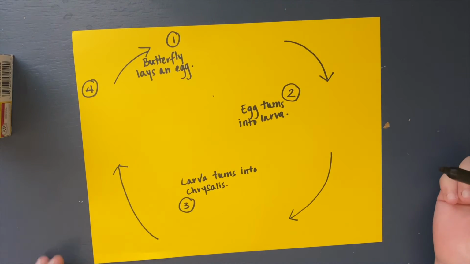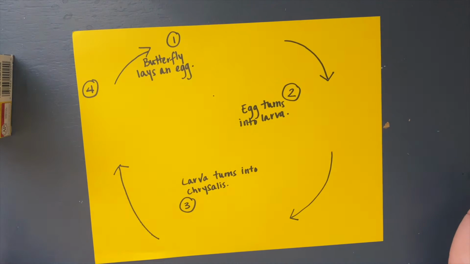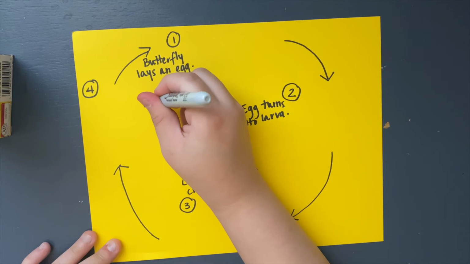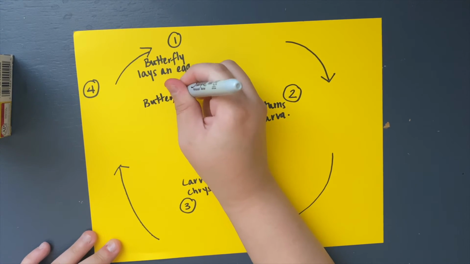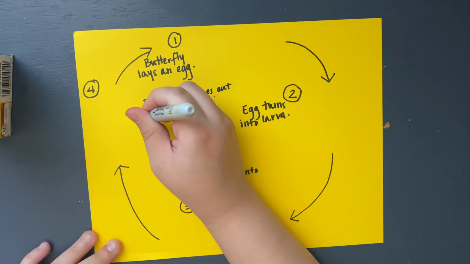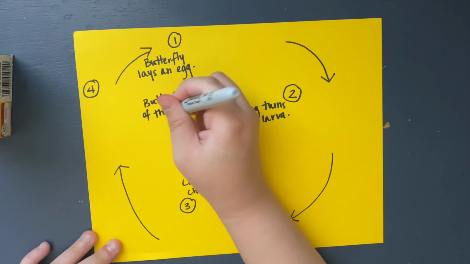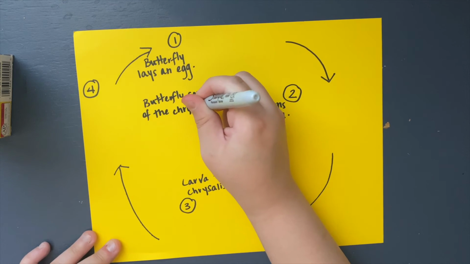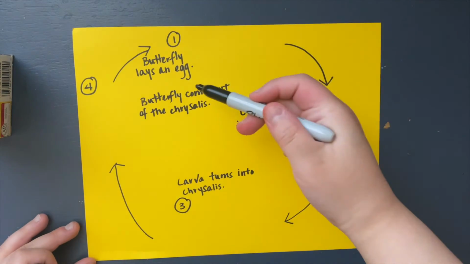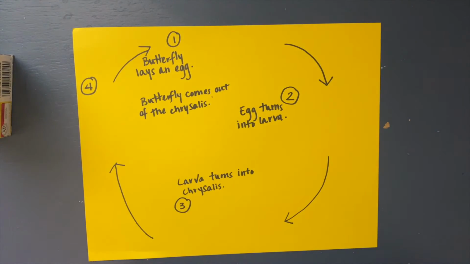And so finally, what's our last stage of the butterfly cycle? Right, so the butterfly emerges from the cocoon, chrysalis, or pupa, and that's the butterfly. So we could write butterfly comes out of the chrysalis. And so now we labeled each one of the stages of the cycle.